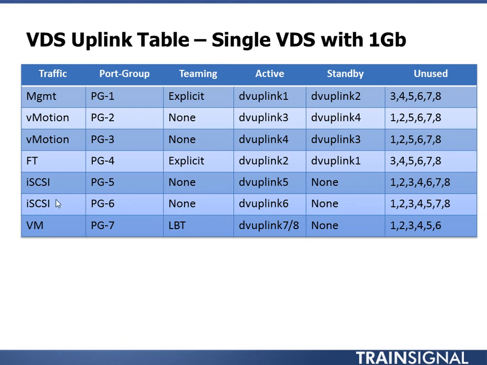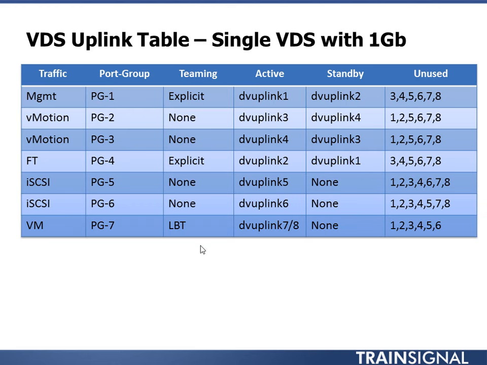And then I've got iSCSI, dedicated NICs to iSCSI. We're doing multipathing, so when you do multipathing iSCSI, as we'll see in a later lesson, you cannot have standby or secondary NICs, so it's one-to-one mapping. And then for VM traffic, we use NICs 7 and 8, and I use load-based teaming.